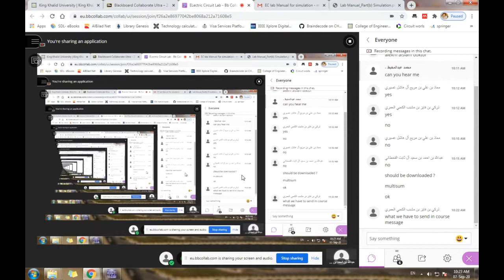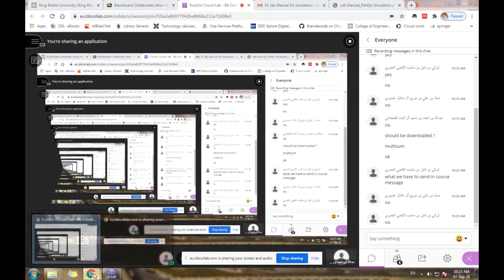In Multisim simulation software, what are the three important toolbars? First, you should understand that. Any questions still here? Any questions, brothers? Shall I proceed?